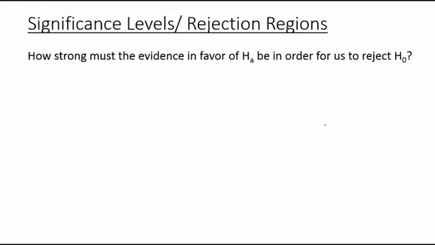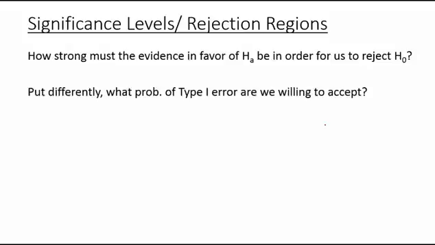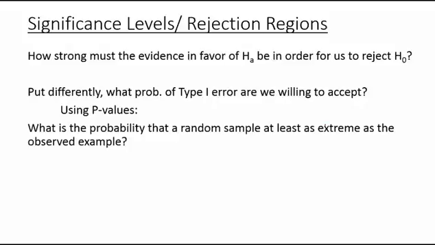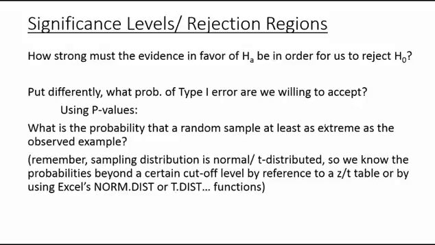Okay, now another way to think about this, and actually the more common way to think about it, and I think maybe the more intuitive way, is in terms of probabilities, or p-values. What is the probability that a random sample is at least as extreme as the observed example? If you remember the concept that a sampling distribution is normal or t-distributed, and t is closely related to normal, we know the probabilities beyond a certain cutoff level by reference to a z or t table, or using Excel to calculate that for us.